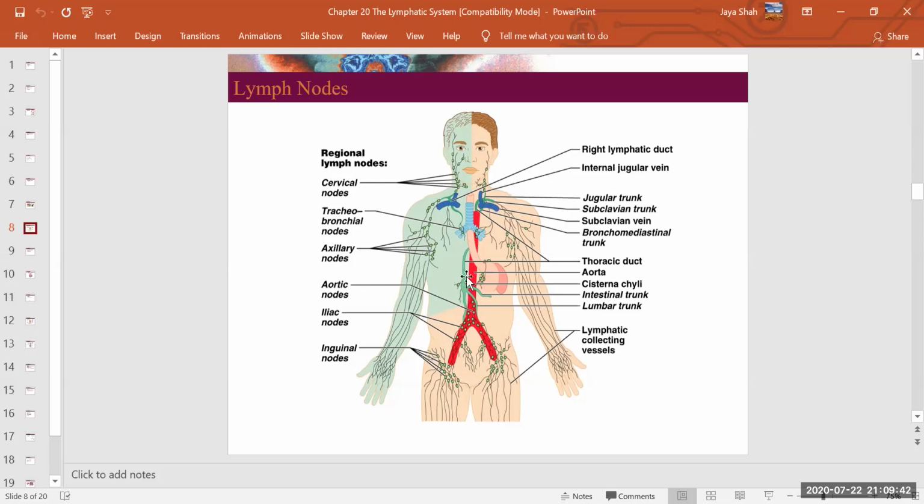So this thoracic duct drains 3/4 of your body. 3/4 of the body means the upper quarter of the body and the lower 2/4 of the body. So 2/3 of the 3/4 of your body is drained by the thoracic duct.